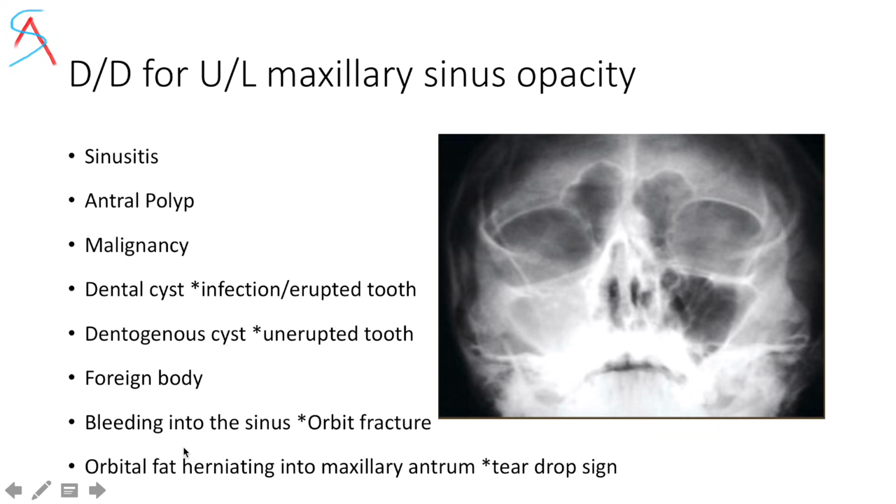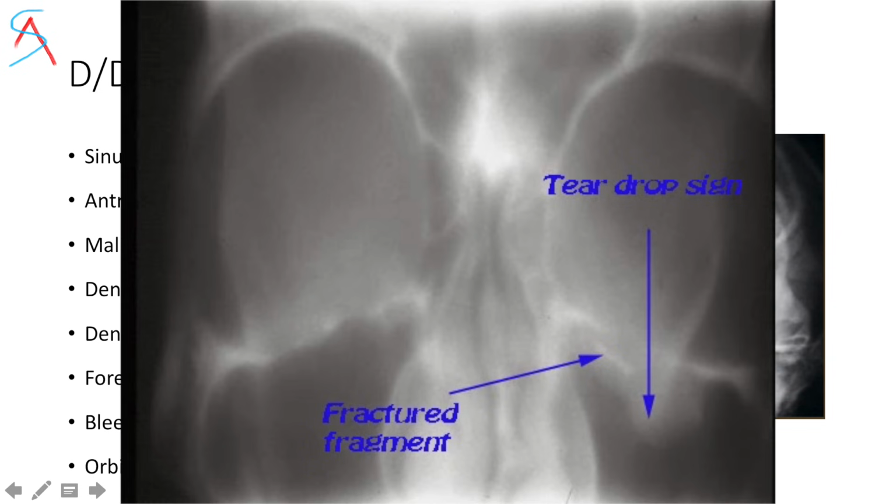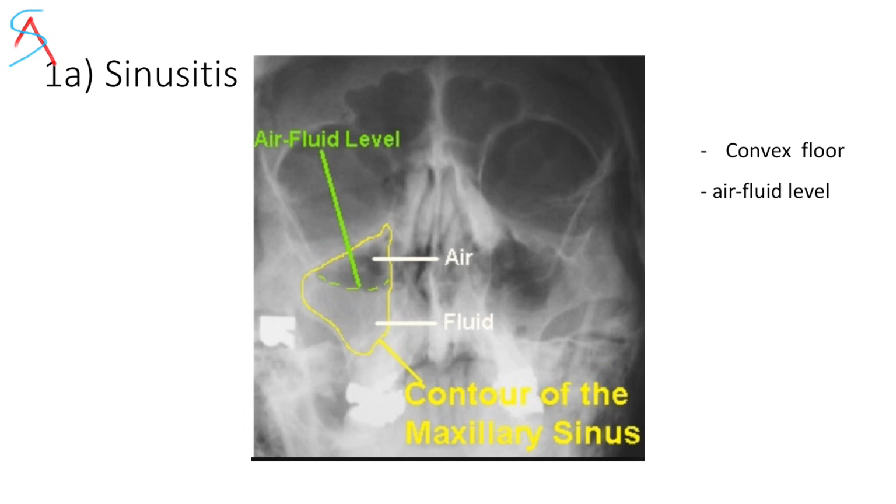There could be a foreign body or there could be bleeding into the sinus when there is an orbit fracture. When there is a fracture of the floor of the orbit, then the orbital fat can herniate into the maxillary sinus, which may look like a teardrop sign. So how will maxillary sinusitis look?